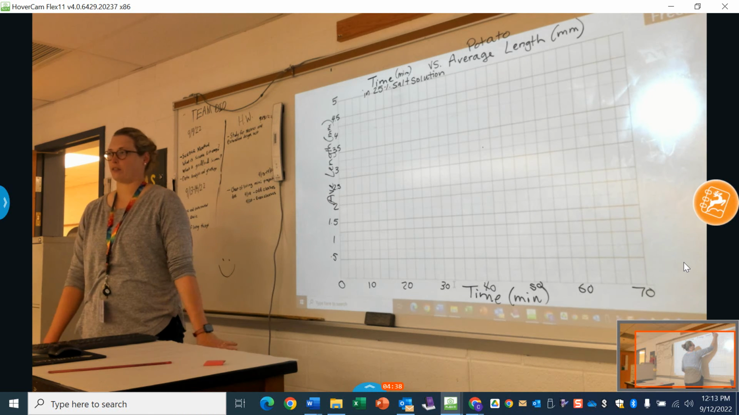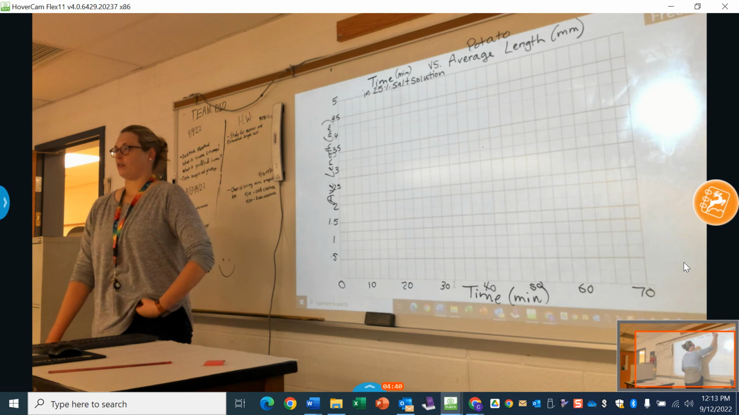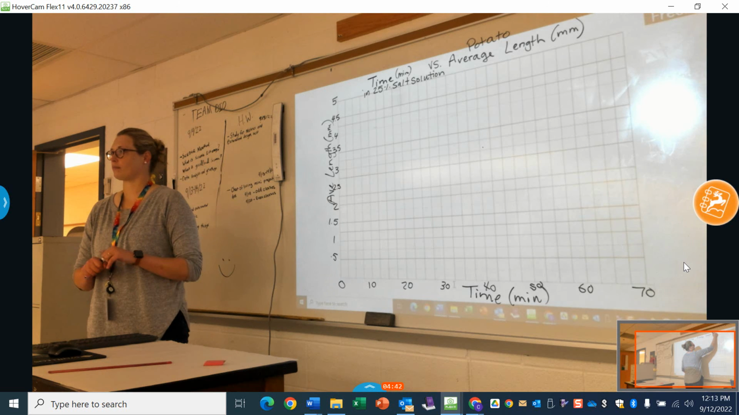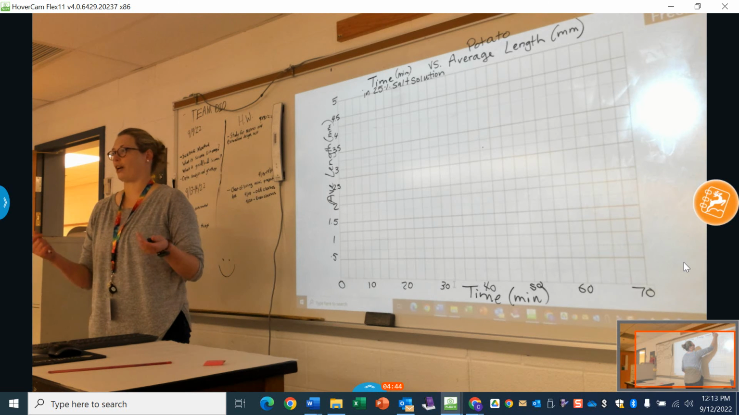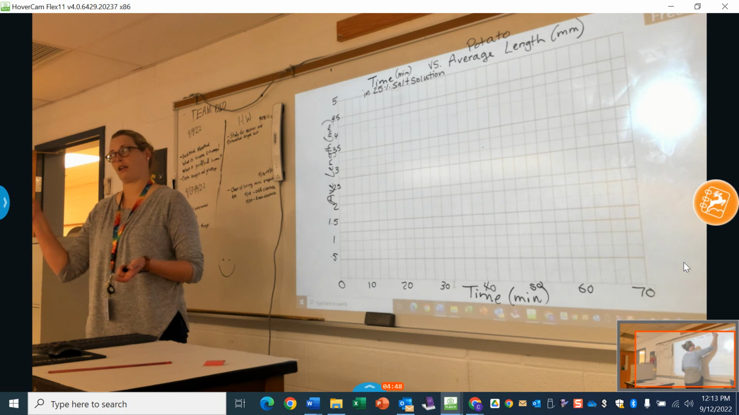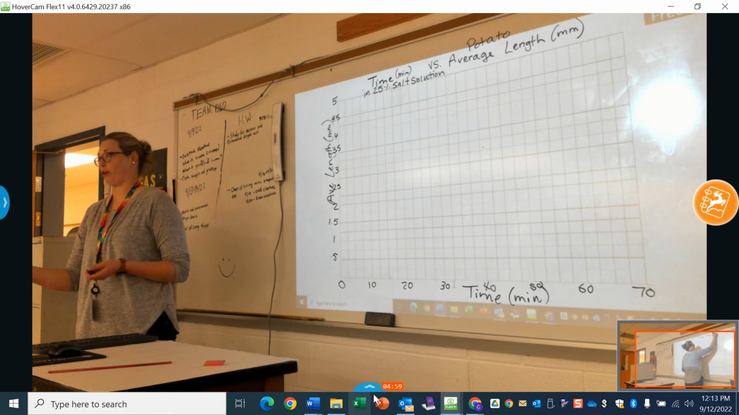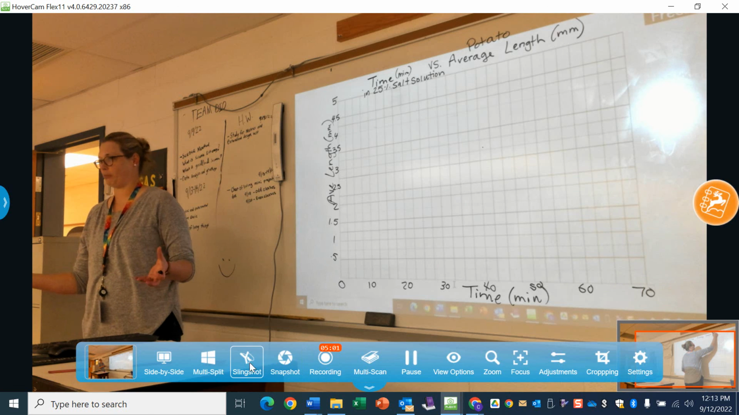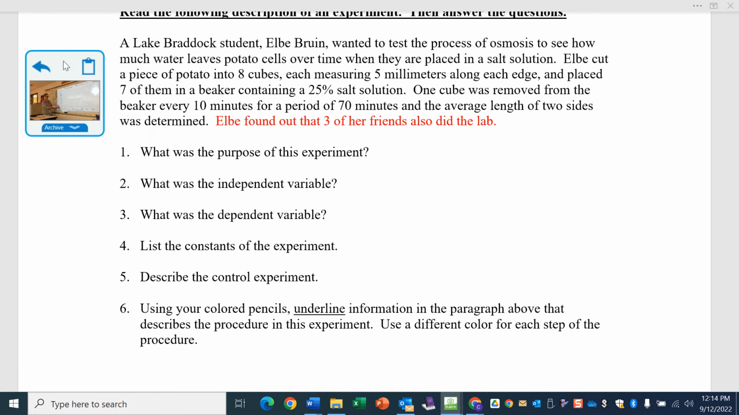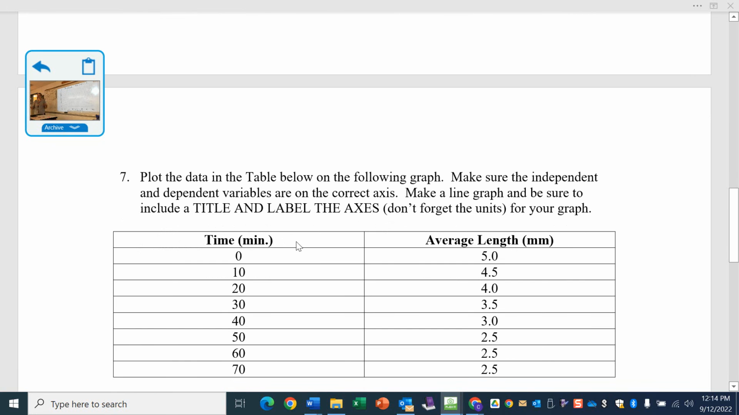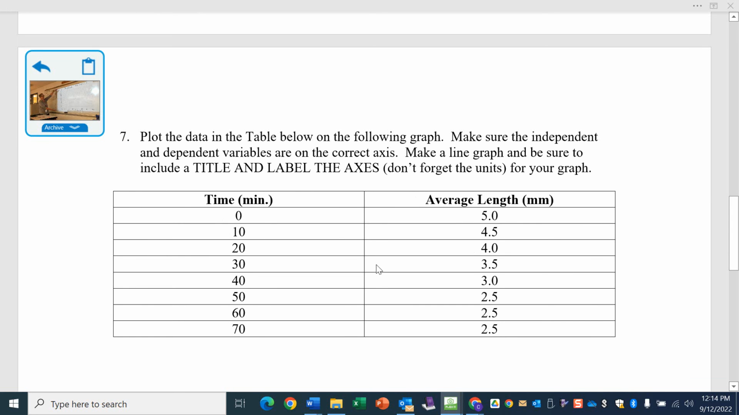What do we do next? We got to graph it. How do I know what type of graph to make? I saw some people put bar graphs on. Is that the right graph to make? No. Why? Really, it's because of your variables. How am I measuring my variables here? I've got time, which I can break up into smaller increments, and I've got average length, which can also be broken up.